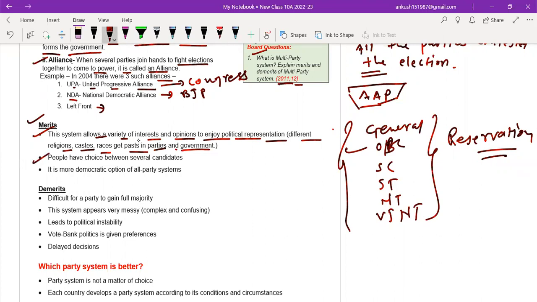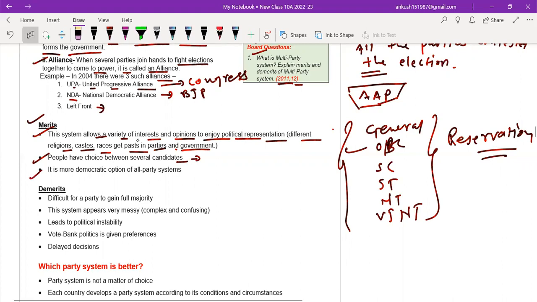Second merit is people have choice between several candidates. Yes, it is the best democratic performer where all the citizens have different choices between different candidates, looking at their faces, their works, their behavior with the common people. These common people decide who should win the election. At that time, they do not even see to which party that person belongs. Understood? They just see the person, if the candidate's nature or behavior is good with the common people.